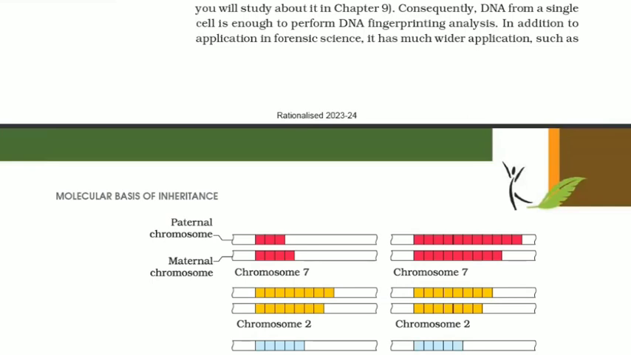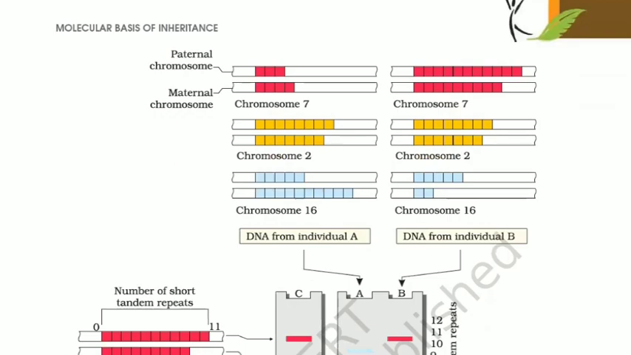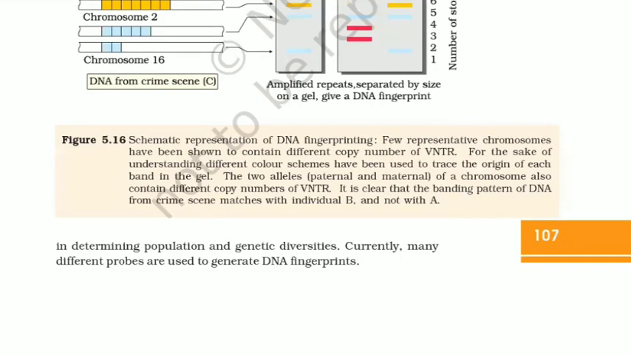In addition to the application in forensic science, it has much wider application, such as in determining population and genetic diversity. Currently, many different probes are used to generate DNA fingerprints. With this, we are done with the NCERT reading of molecular basis of inheritance.